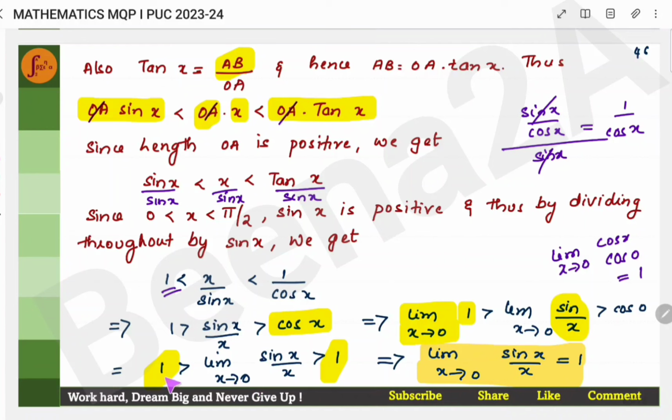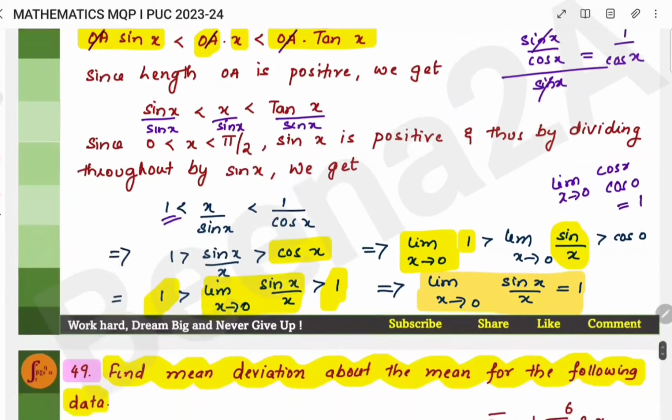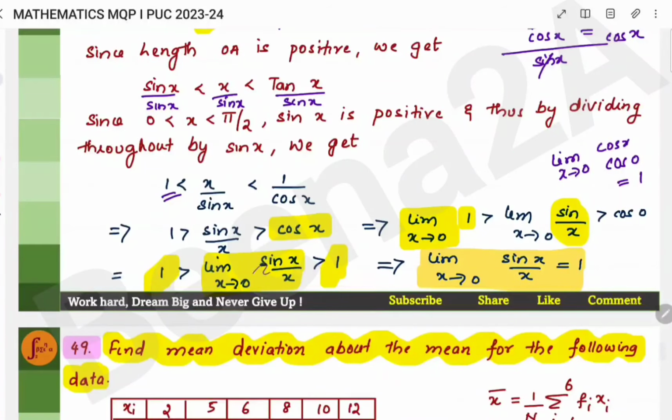Now 1 is greater than this limit, and again greater than 1. So you have 1 on the left side, you have 1 on the right side, right? Now using the sandwich theorem, if you have 1 here and 1 here, then the entire thing in between, the second term, will also be equal to 1. Only if it is 1, then this inequality can be satisfied.